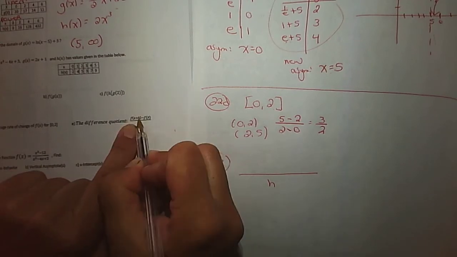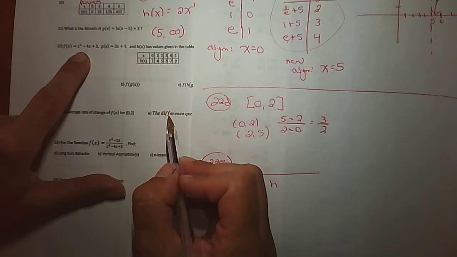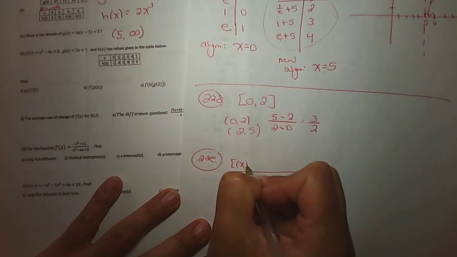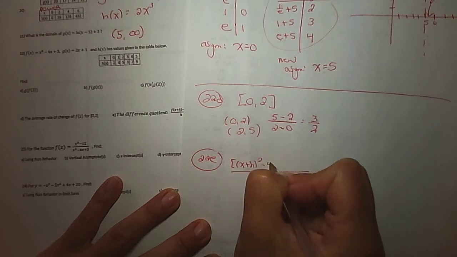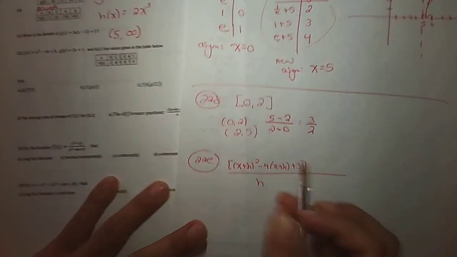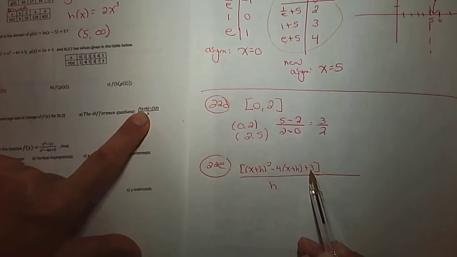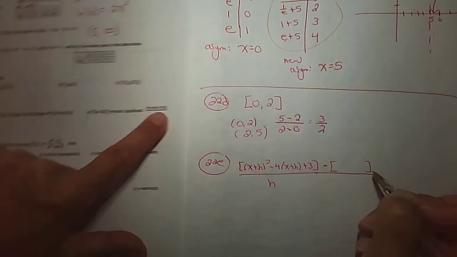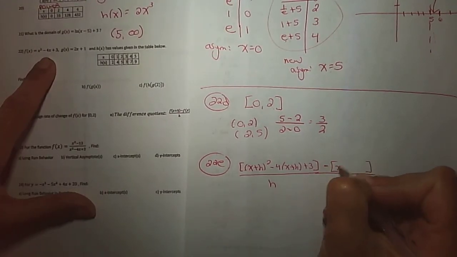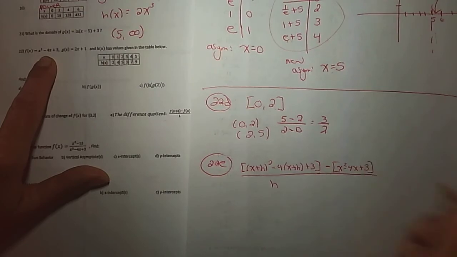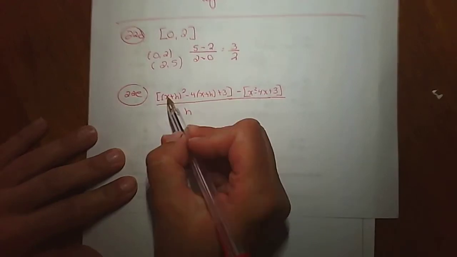f of x plus h means I want you to go to the f of x formula, which is this guy, and plug in x plus h wherever you see an x. So I'm going to do x plus h squared minus 4 times x plus h plus 3. So this whole bracket is f of x plus h. Now from that, I'm going to subtract away f of x. And f of x is x squared minus 4x plus 3. All right, so now what I have to do is distribute this out.